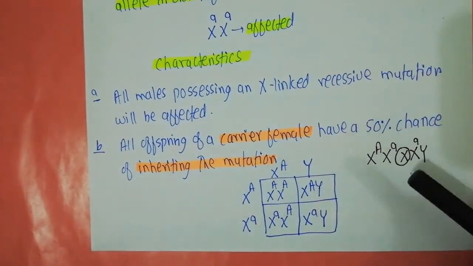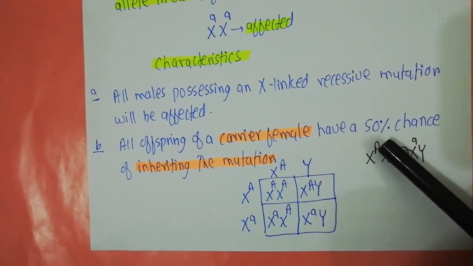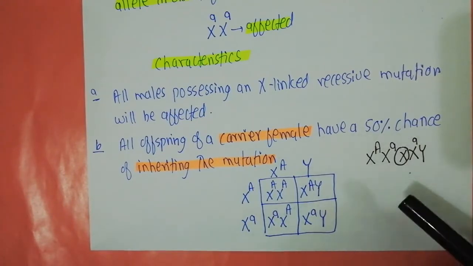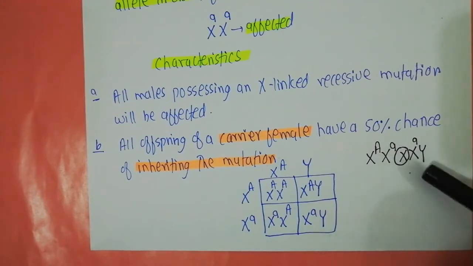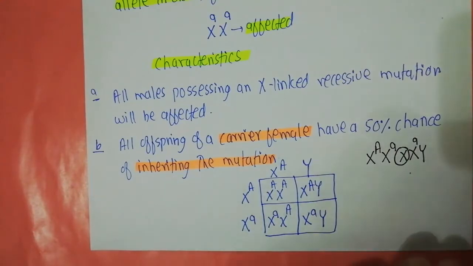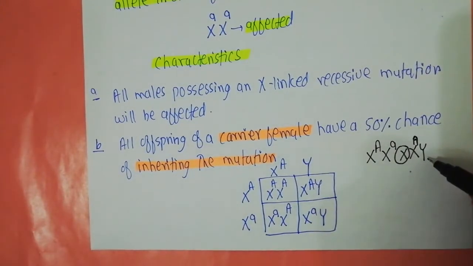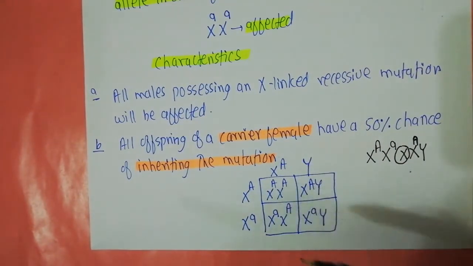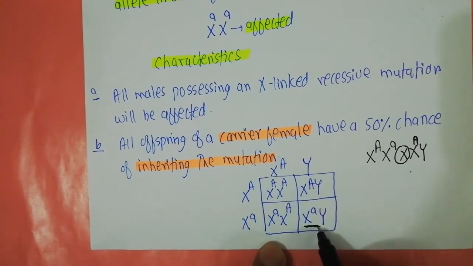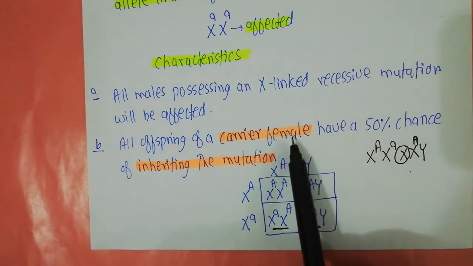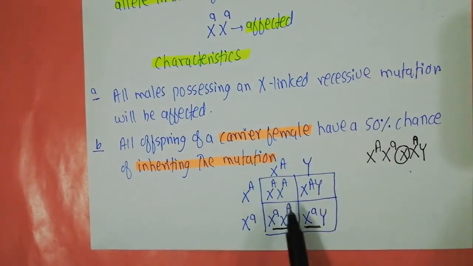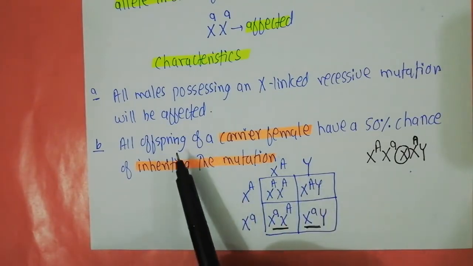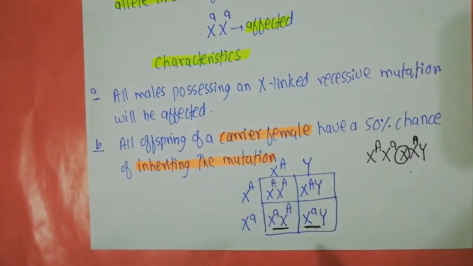For example, you have a carrier female over here. On one of the X chromosomes she has the normal allele, and on the other X chromosome she has a mutant allele. If you cross her with a normal male, this is not small a, this is capital A, you can see that this particular son is going to be affected, and this particular female will be the carrier, because she has one normal copy and one mutant copy. So all offspring of a carrier female have a 50% chance of inheriting the mutation. You have 4 offspring, 2 of them inherit the mutation, and 2 of them do not. Therefore you can say that all offspring of a carrier female have a 50% chance of inheriting the mutation.